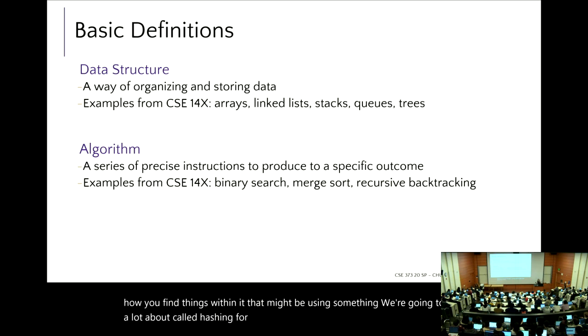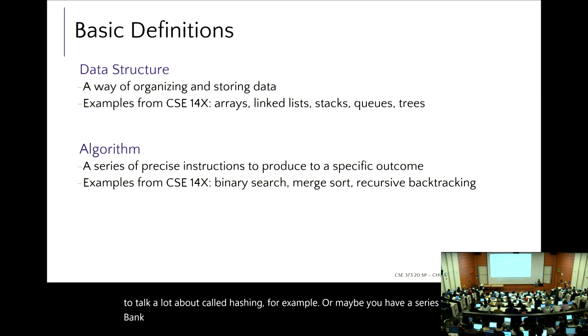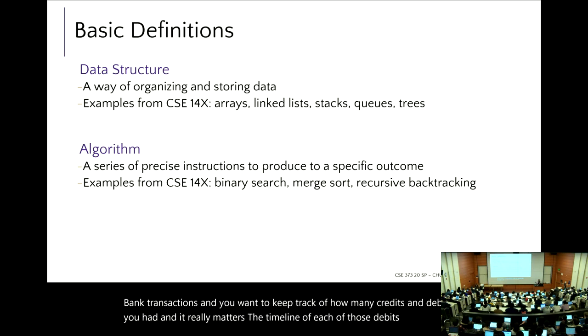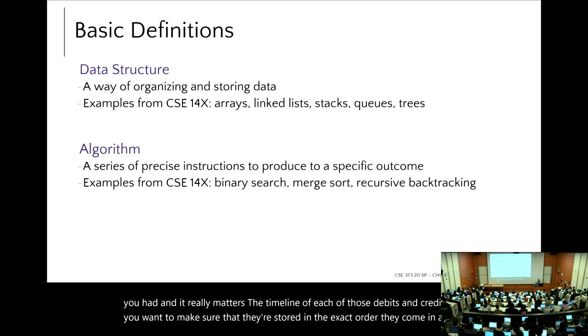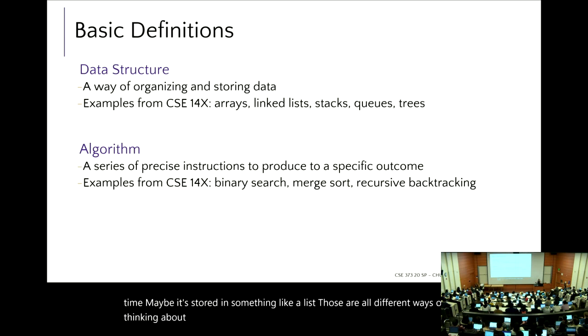Or maybe you have a series of bank transactions and you want to keep track of how many credits and debits you had, and the timeline of each of those really matters. You want to make sure they're stored in the exact order they come in, and you might need to access those at different moments in time. Maybe it's stored in something like a list. Those are all different ways of thinking about how you structure the data.